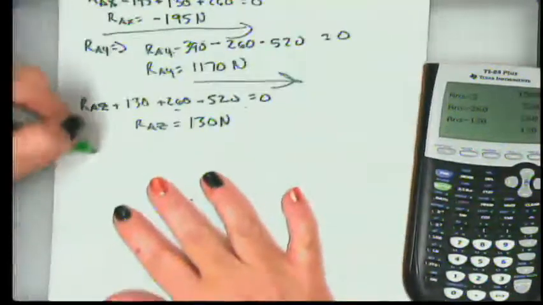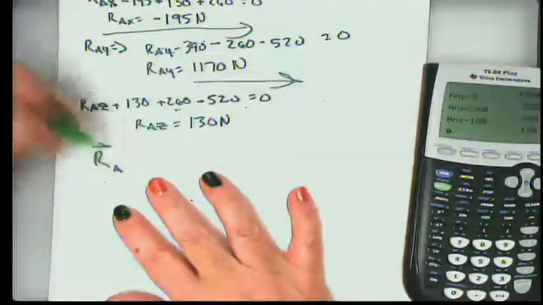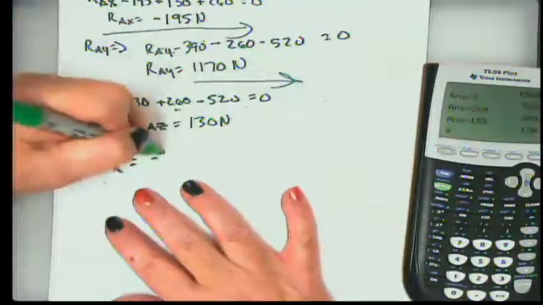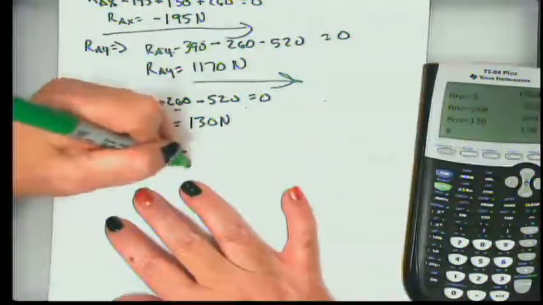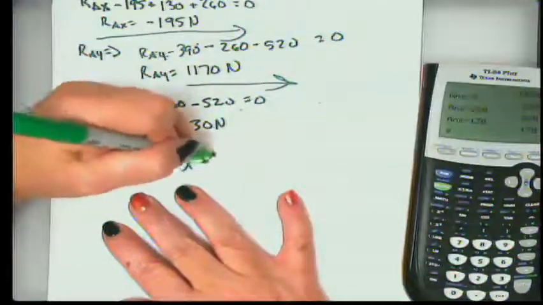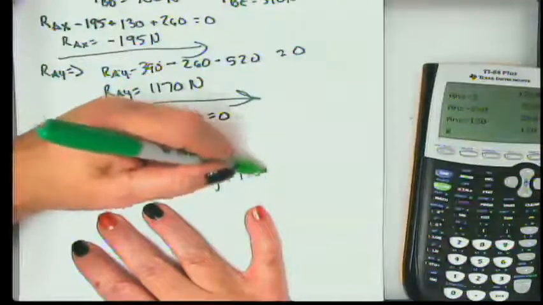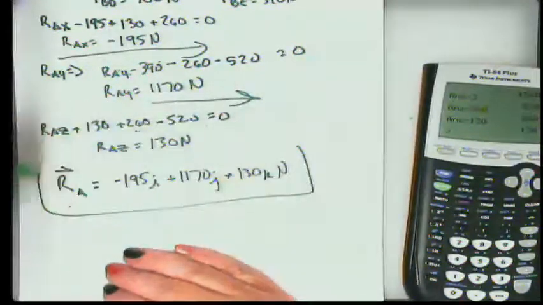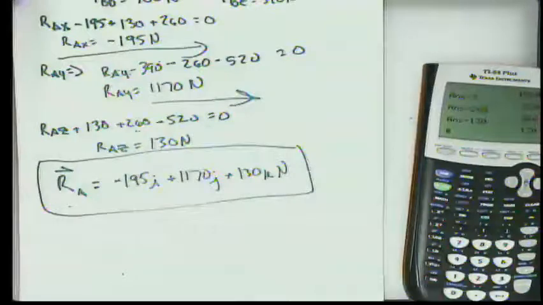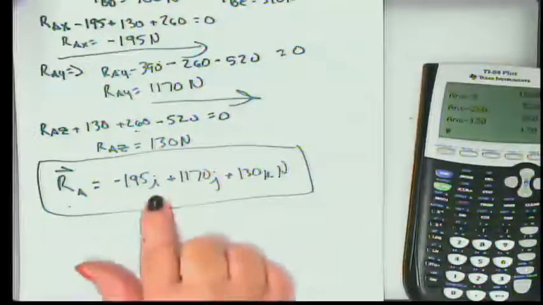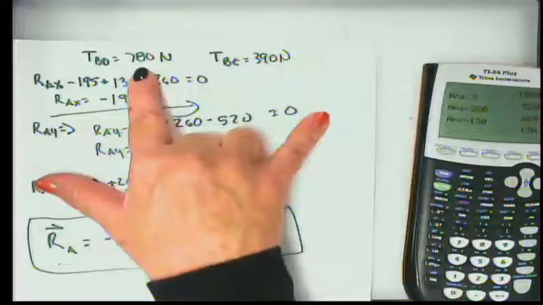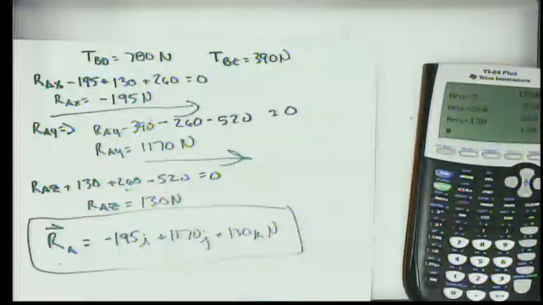So that means I can write my reaction at A vector as my x component, minus 195i, my j component 1170j, plus 130k, and my units are newtons. So there's the vector that expresses my reaction at that ball and socket joint at A as a force. And then I also have the magnitude of the tension in both of the wires.